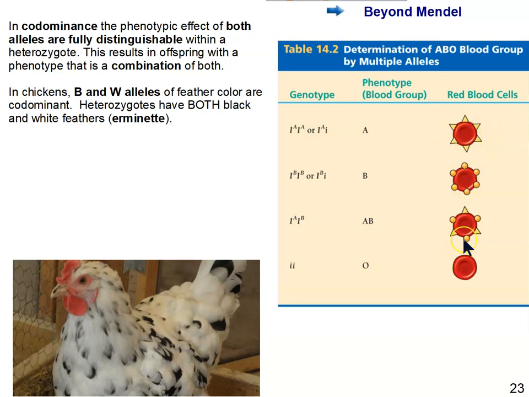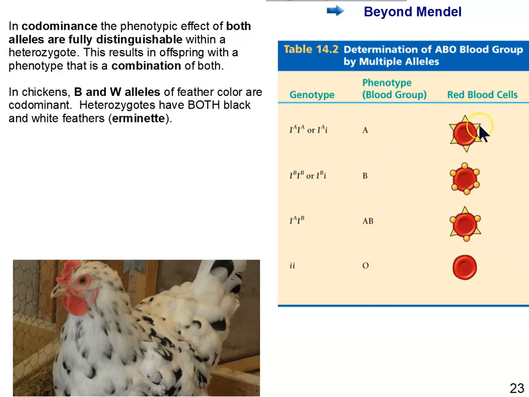What's being shown here are red blood cells, and what produces different blood types are proteins that are on the surface of red blood cells. In other words, in the plasma membrane of red blood cells. And here we see what we call the A antigen.